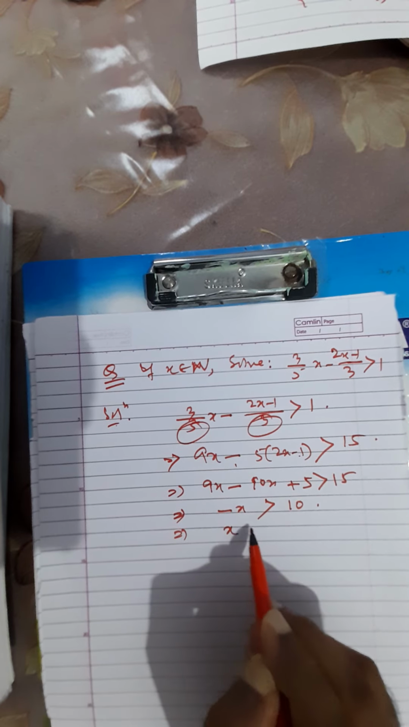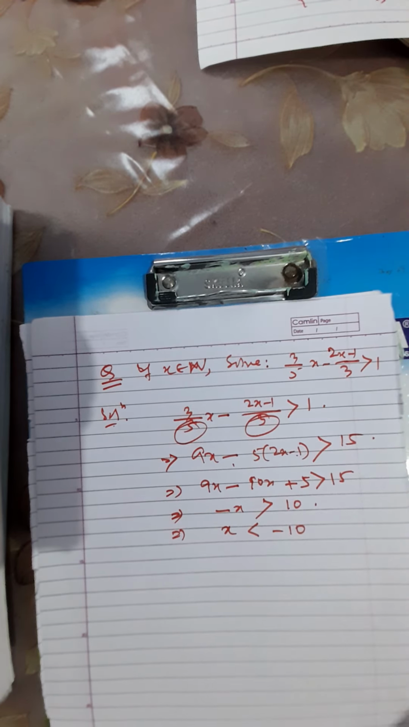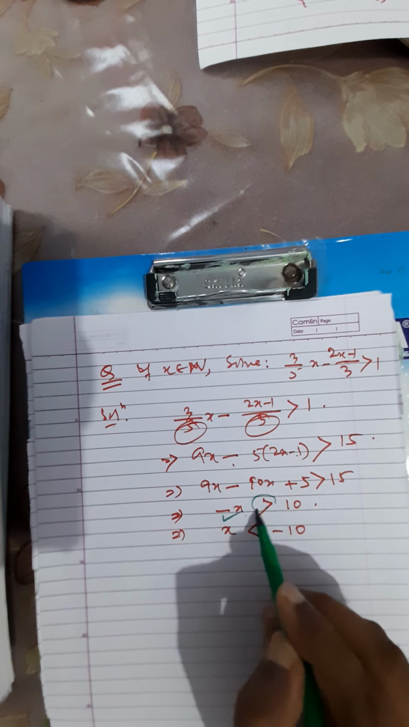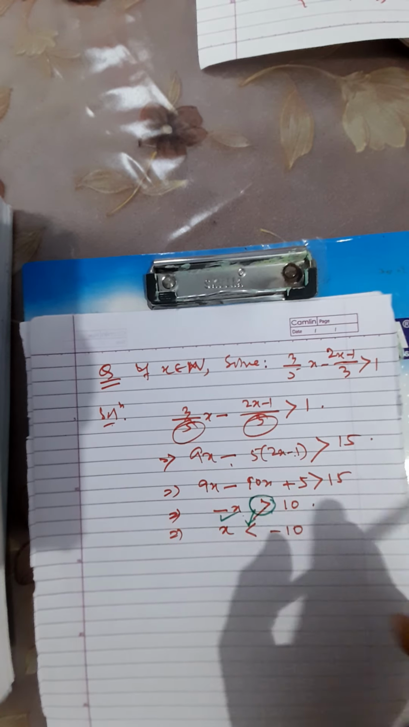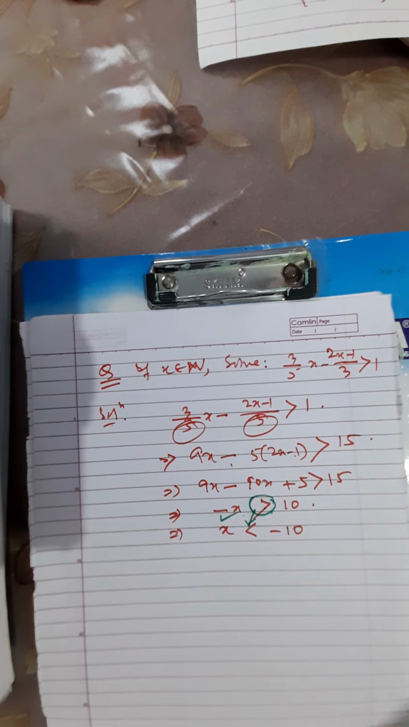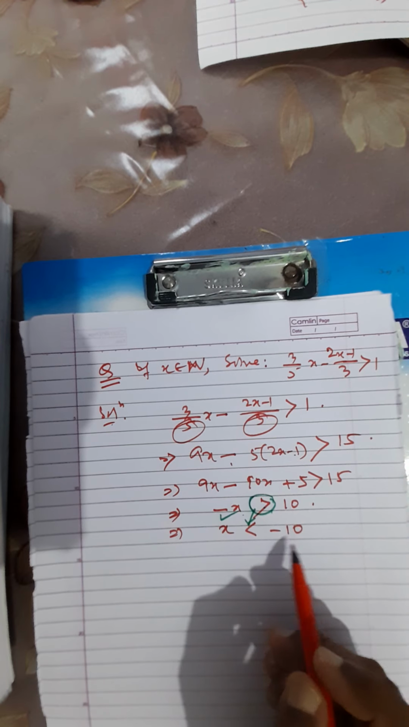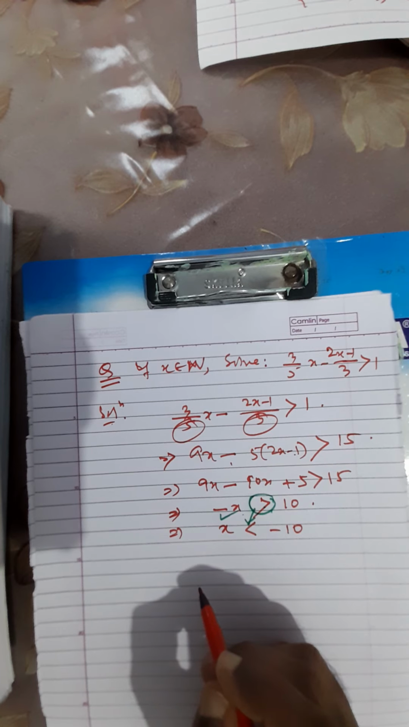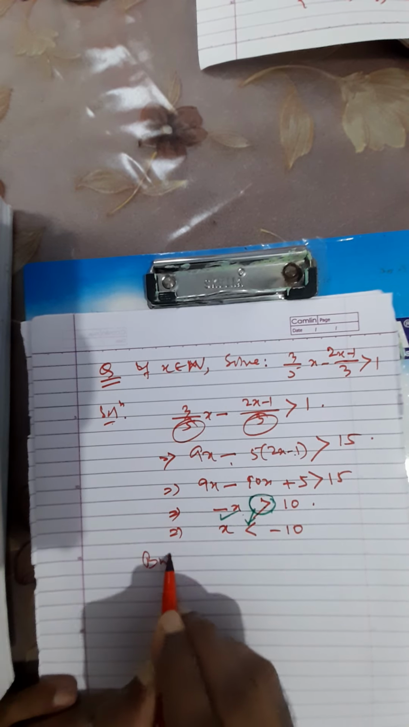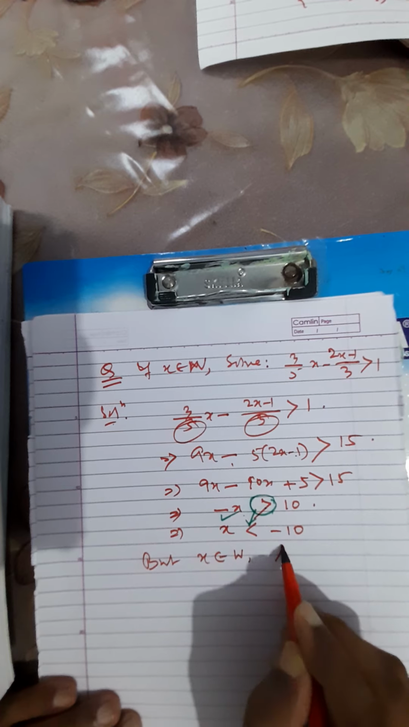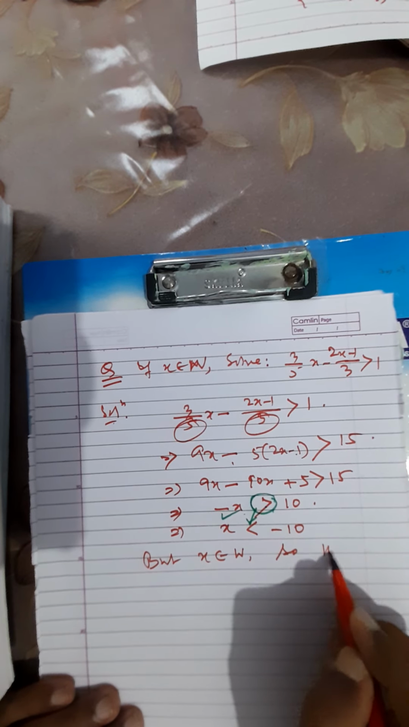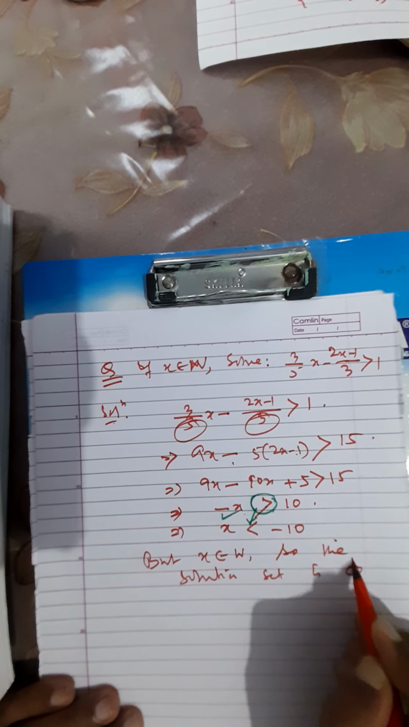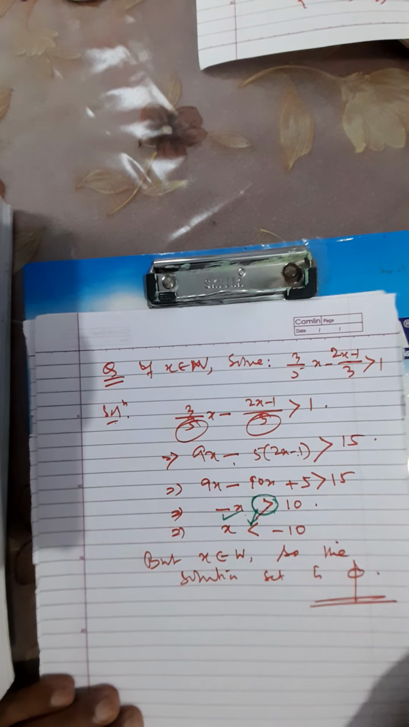So x is less than minus 10. Here we are dividing by minus 1, so the sign will be changed. If you multiply or divide by minus 1, then the sign is changed. Okay. So x is less than minus 10, but x is what? X is a whole number. It is given x belongs to W. So what will be the solution set? There are no elements.